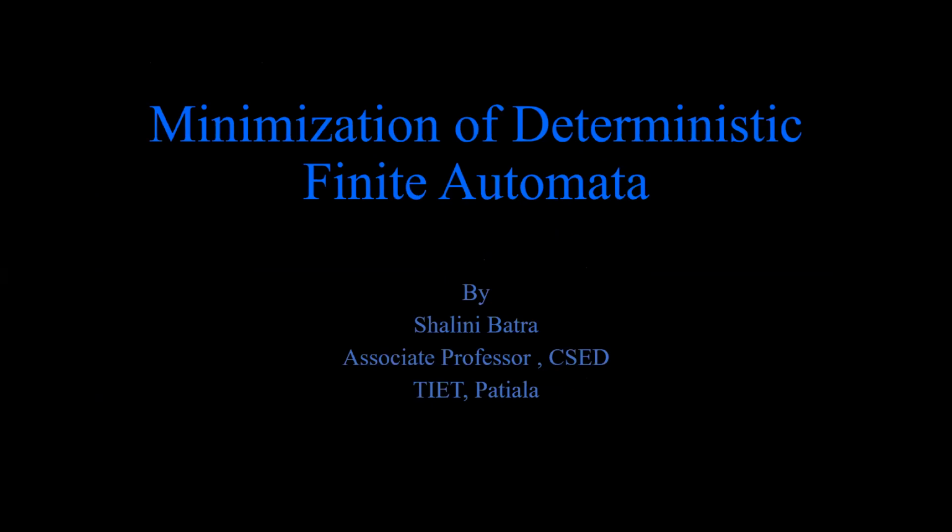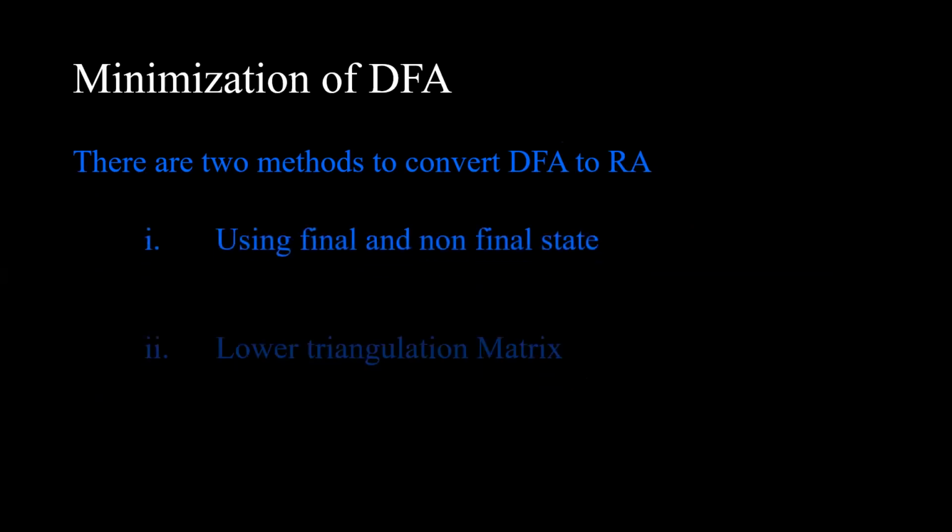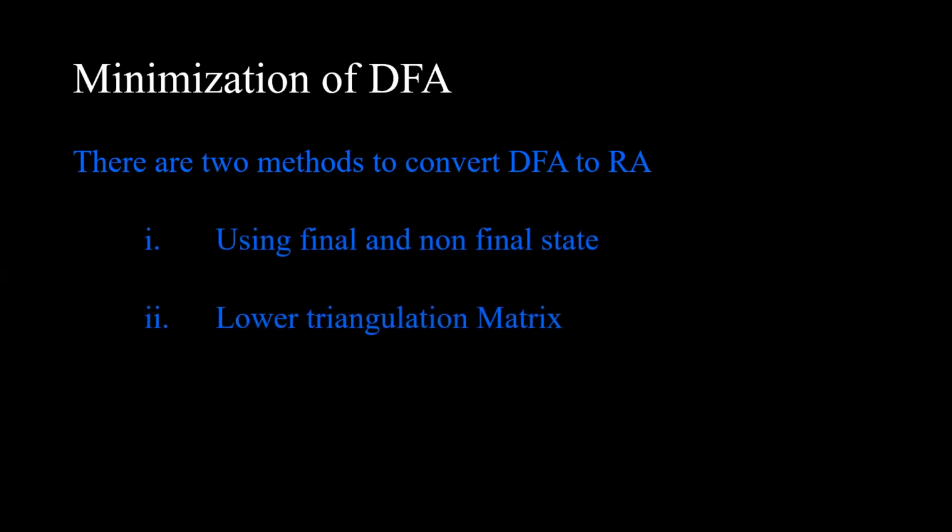Hello everyone. Today we will be discussing the second method of minimization of deterministic finite automata. In the previous slides, we discussed the first method for minimization of deterministic finite automata. Now we will be discussing the second method, that is what we call the lower triangulation matrix method.